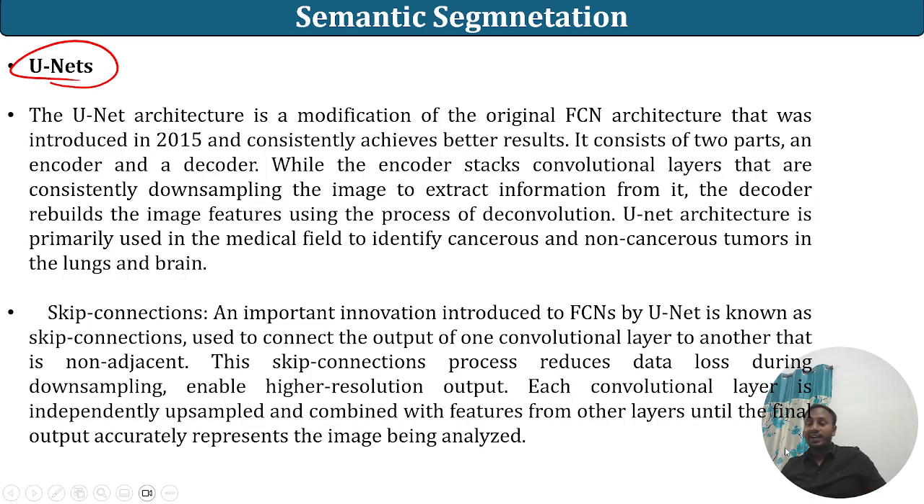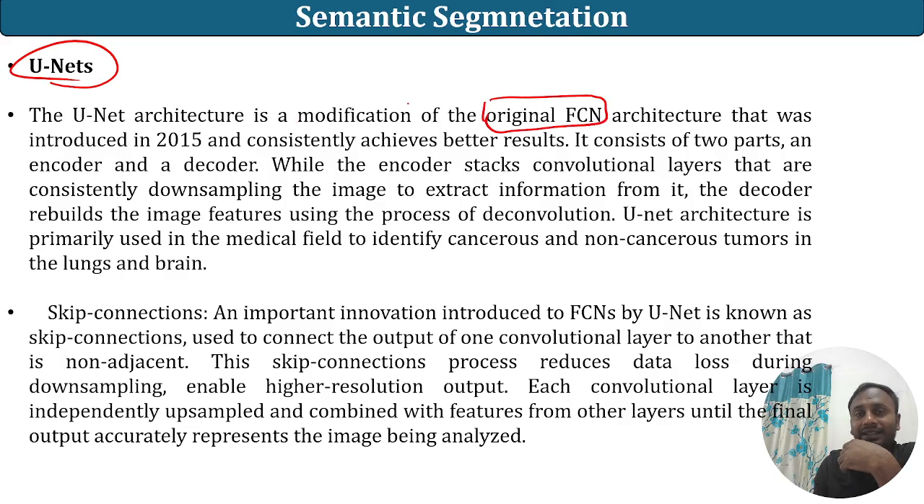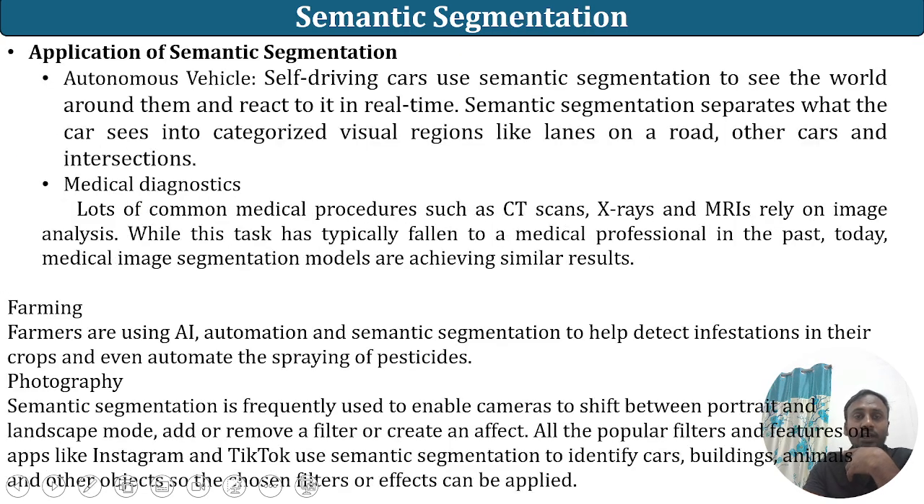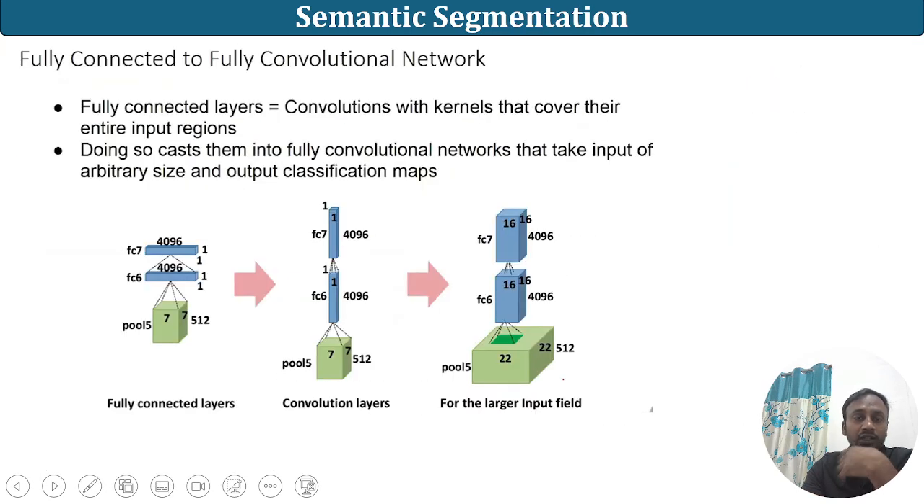So the second model we have is going to be called U-Net. It's an architecture modification of the original FCN, an extension of the FCN model only. It was introduced in 2015 to get better results. It consists of two parts, an encoder and a decoder. I was speaking about what the encoder and the decoder are. The only difference is there. I will show you what the encoder is and what the decoder is.